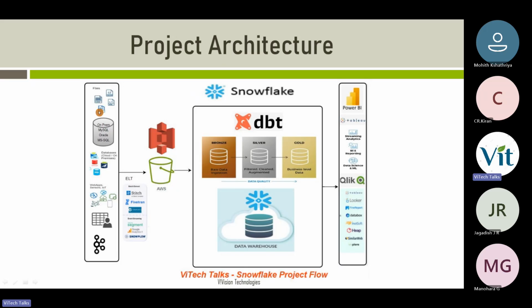So these are the files available from different sources, like AWS or Kafka or IoT, Internet of Things, or sensors. By using ELT tools, there are a number of tools available, they are going to place the data into your AWS bucket. From the AWS bucket, we are going to store it in data warehouses.